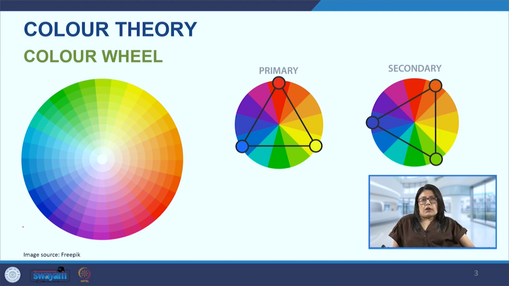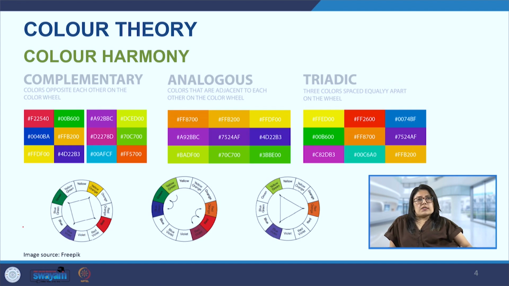And then we have secondary colors. So when we combine two of these primary colors, we get a secondary color. So when we combine red and yellow, we get green and so on. And when we combine the secondary color with primary color, we get tertiary colors. So these are the basics of the color wheel.